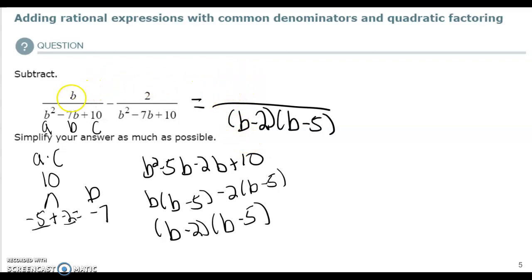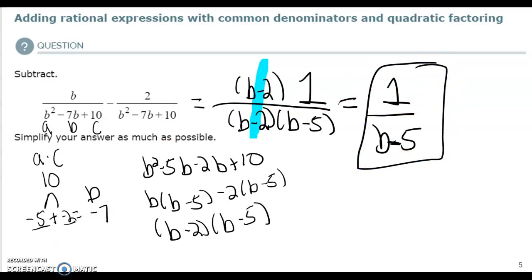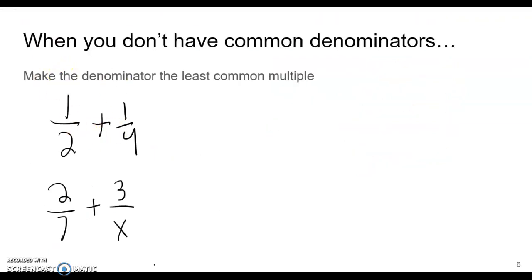Okay, you guys tried it on your own. So we would have b minus 2 would be our numerator. Those would cancel out. I still have a 1 in my numerator. And this is what my final answer would be. Yay. Now we're going to think about what we would do if we don't have common denominators.